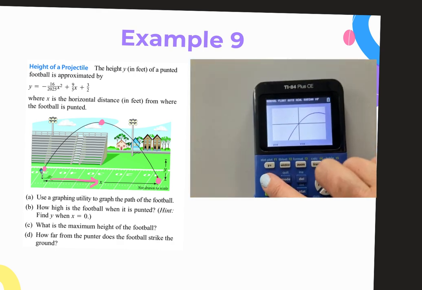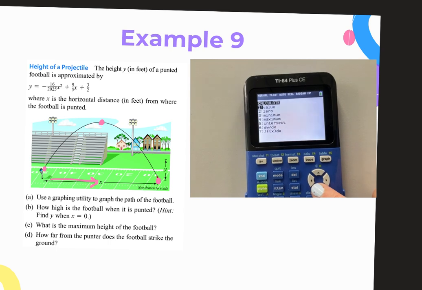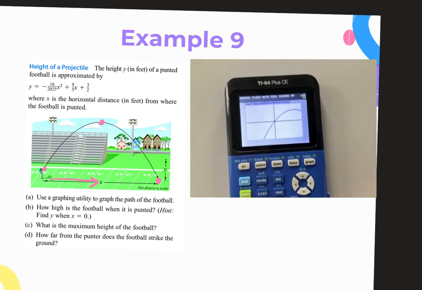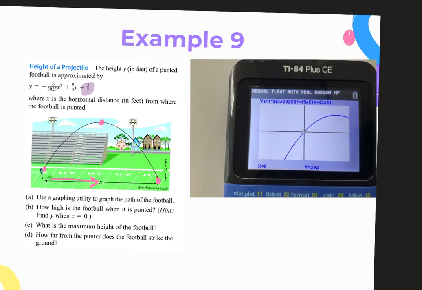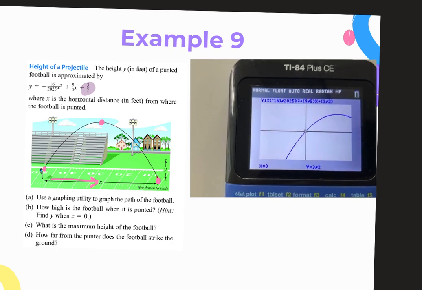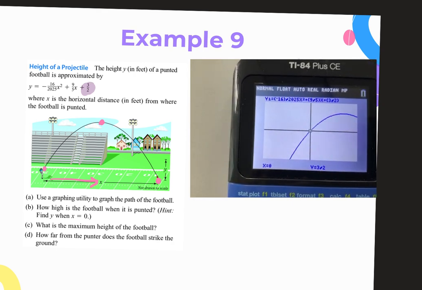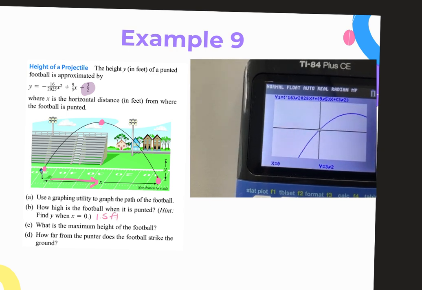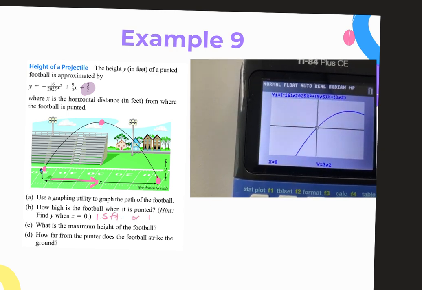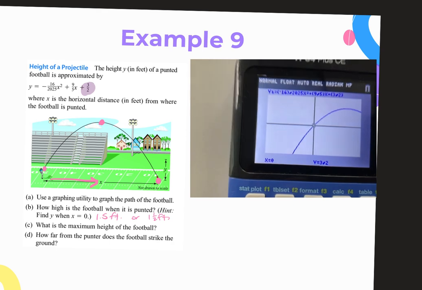So if I go second, trace, and I go to value, and I hit 0, that should match the C value here because that would be the y-intercept. And it does. 3/2 or 1.5. So 1.5, and we're in feet, or 1.5 feet, okay? Something like that.